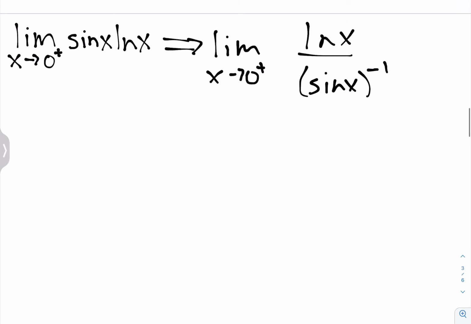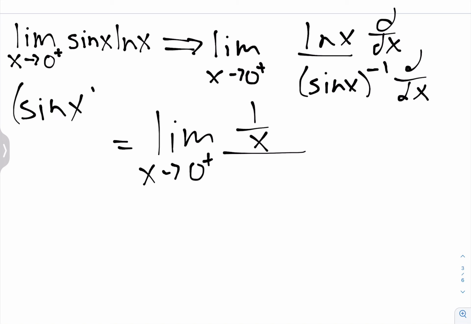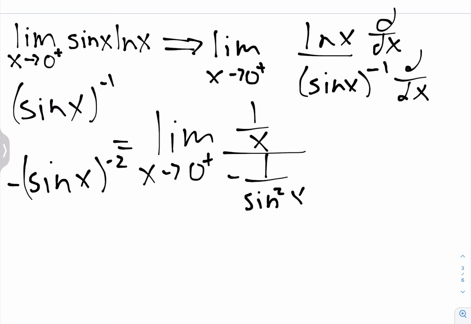We're not going to get an expression we can work with and find the limit for that. So we're going to have to use L'Hopital's rule, differentiate the top and the bottom. So it's going to be the limit as x approaches 0 from the positive direction. The derivative of ln x is just 1 over x, divided by, so sine x to the negative 1, if we're taking the derivative, we're going to use the power rule here. So it's going to be negative sine x to the power of negative 2. So it's going to be negative 1 over sine squared x.